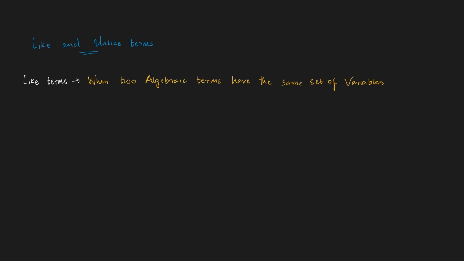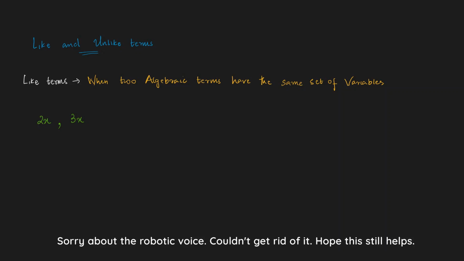For example, let's take 2x and 3x. As we discussed in the previous video, an algebraic term consists of a coefficient and a variable. If you have a look at this algebraic term, the variable is x. And this algebraic term also has the variable x. Therefore, these two are considered to be like terms.